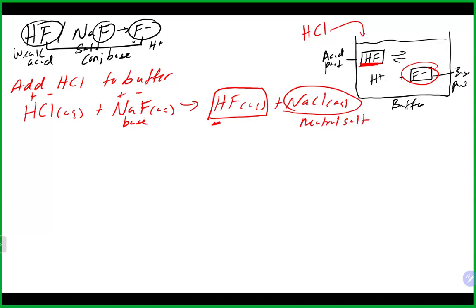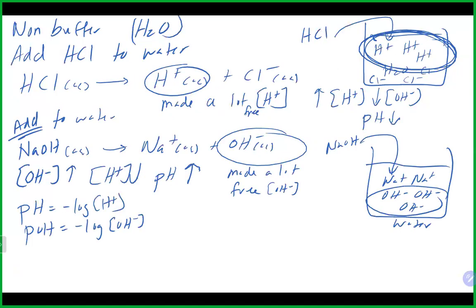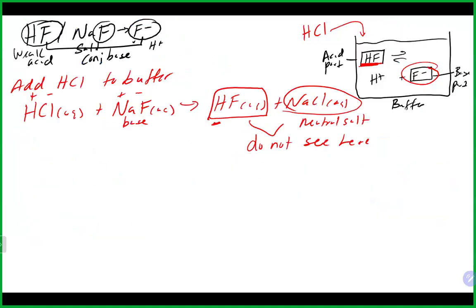That's not going to mess up the pH. It's really what we do not see here that we did see when we added the HCl to water. So what did we see here that we don't see in the other reaction? That's really important for pH. Right. In this case, when we added the HCl to water, which is a non-buffer, we just dumped a ton of H plus in there. In the case of adding it to our buffer, we made no free H plus in this case, right?